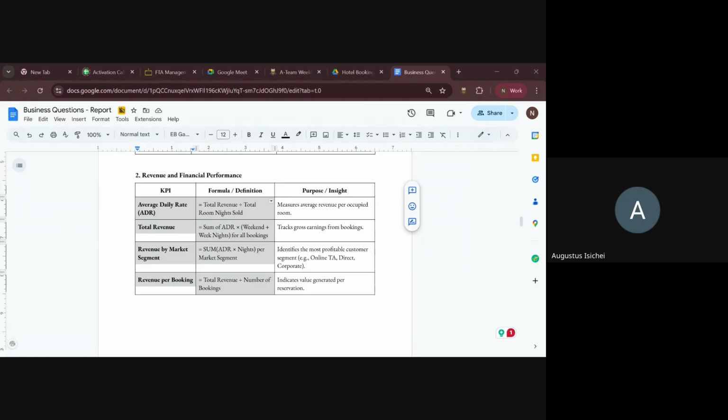So these are the four metrics that we'll be calculating here to give us the metrics under revenue and financial performance. So let's head on to Power BI to start with the metrics creation.